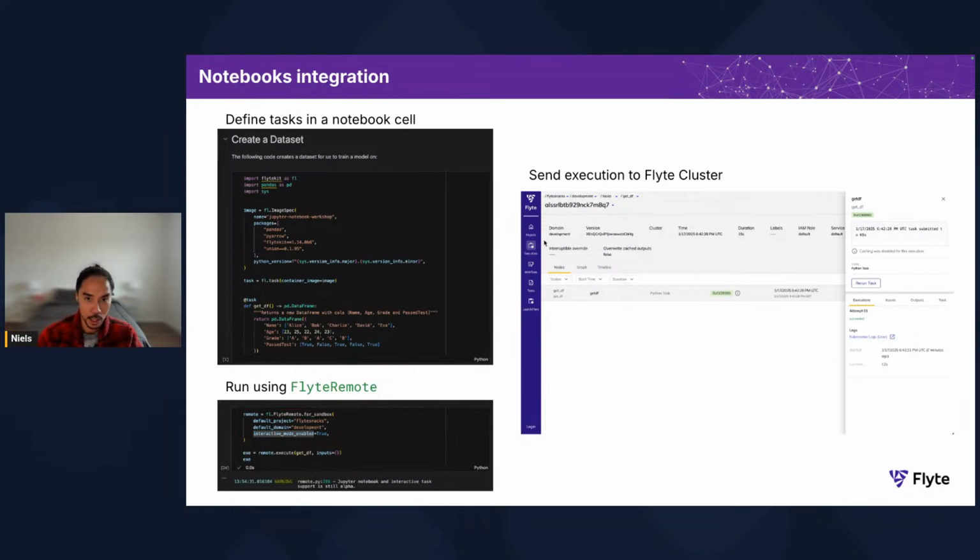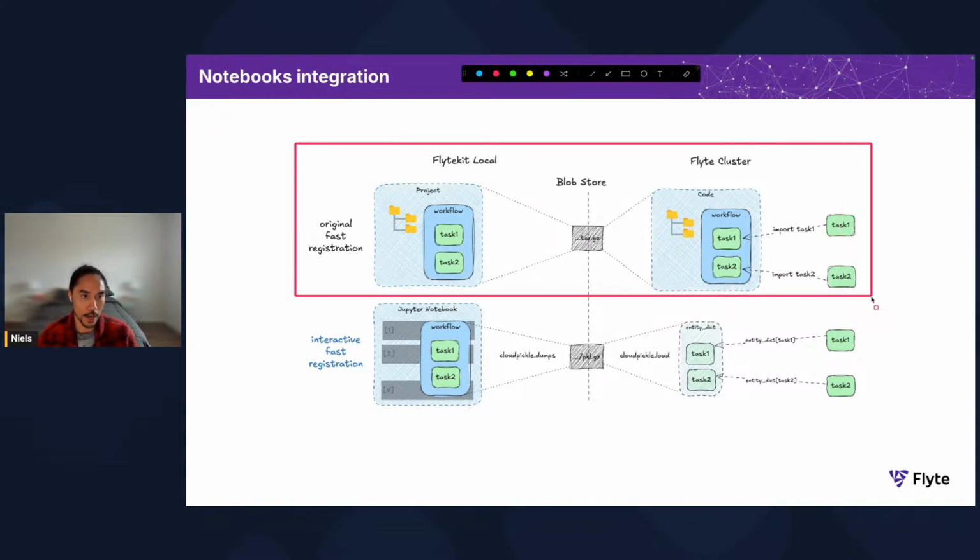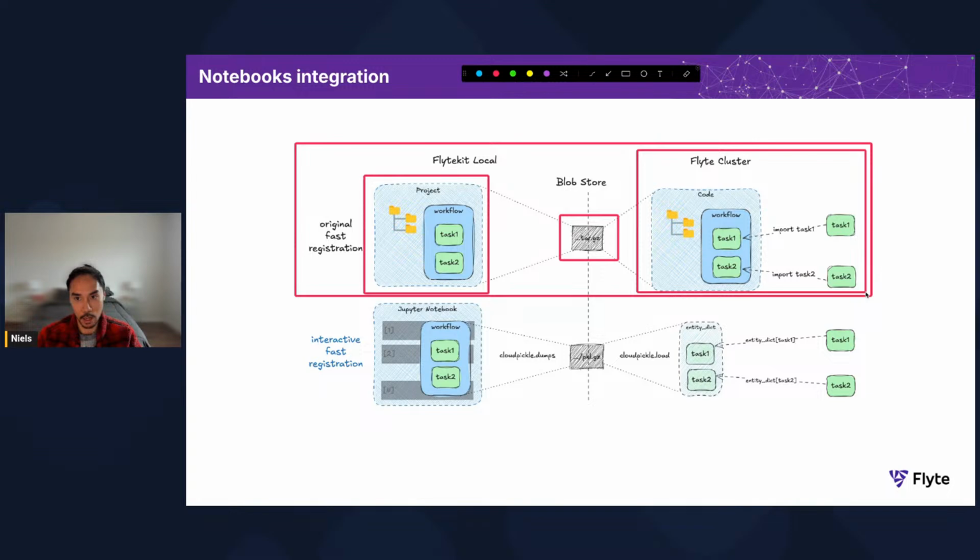I'll show you that in a second, but at a very high level, I want to show you this quick diagram at the top here, which is how Flyte fast registration works today. You have your project and your workflow definitions and task definitions here. When we fast register, we zip them all up into a tarball, and then that is sent over to the blob store, which is then run on the Flyte cluster. So it's all unpacked, imported, and everything should work.